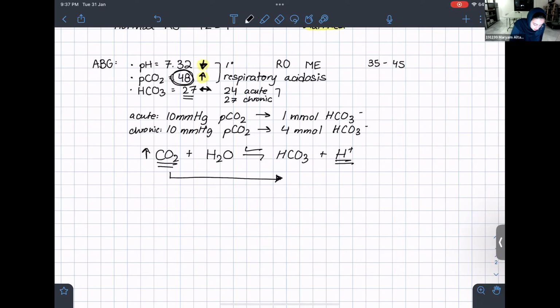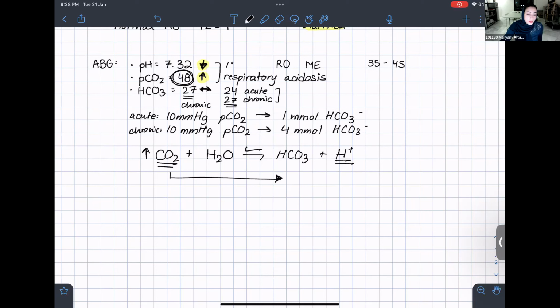So because of this, we can identify that this is a chronic respiratory acidosis. Okay, I know it's a bit more complex, but I hope you guys get the gist of it. So your acute compensation for every 10 millimeters of mercury of CO2 is going to change 1 millimeter of mercury of bicarb. However, in chronic, your kidneys are able to do a lot more, so within 2 to 3 days.